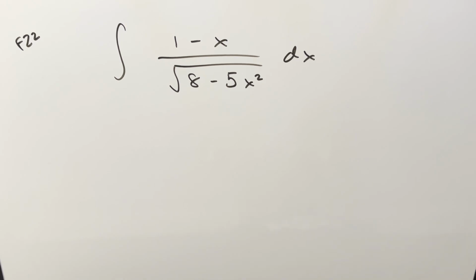Okay, we have another integral here today. This one's from Caltech Math Meet 2025, Finals 22. We have the integral of (1 minus x) over the square root of (8 minus 5x squared) dx.